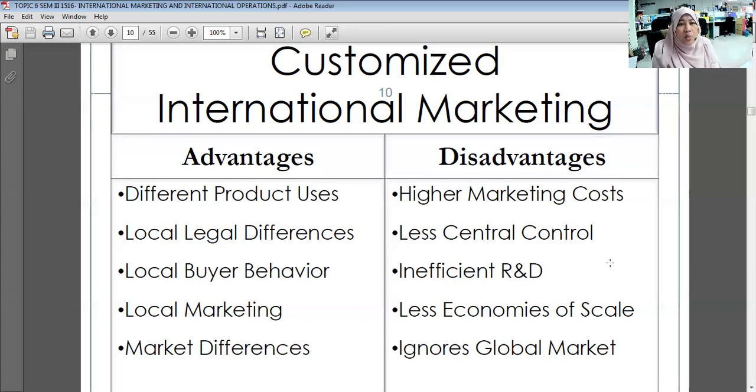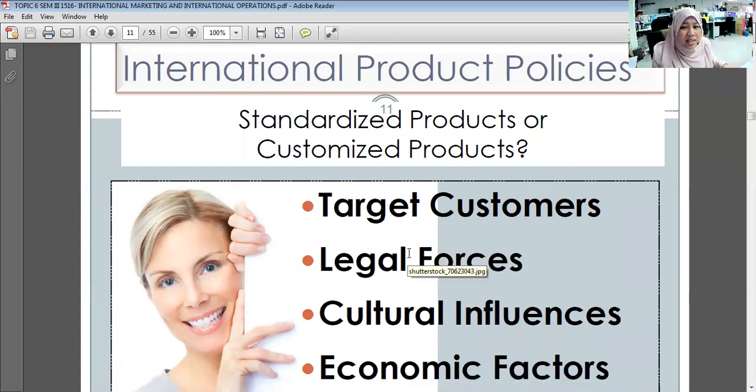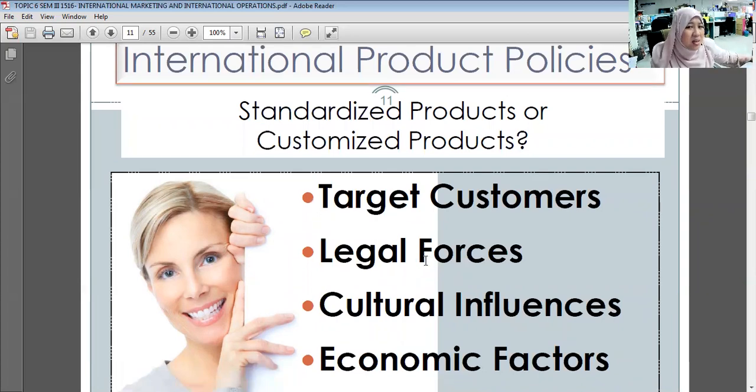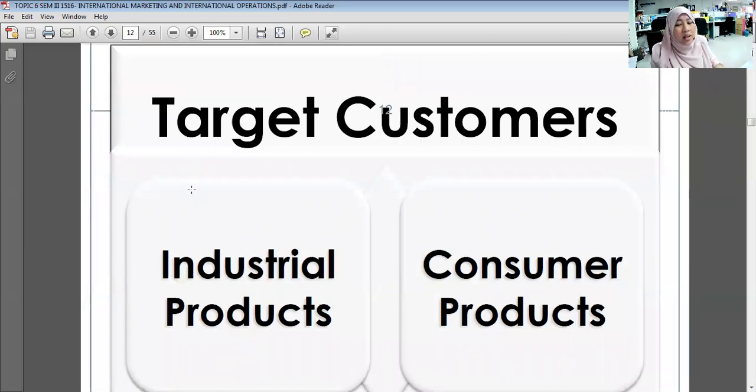Okay, all right. So we're moving to the next one, international product policies. If you realize here, there is the standardized product or customized product, and they have target customer, legal forces, cultural influences, and economic factors. I explained this in the previous one, if you still remember, but here they just focus and highlight more. For the target customer, they have industrial product and consumer product.